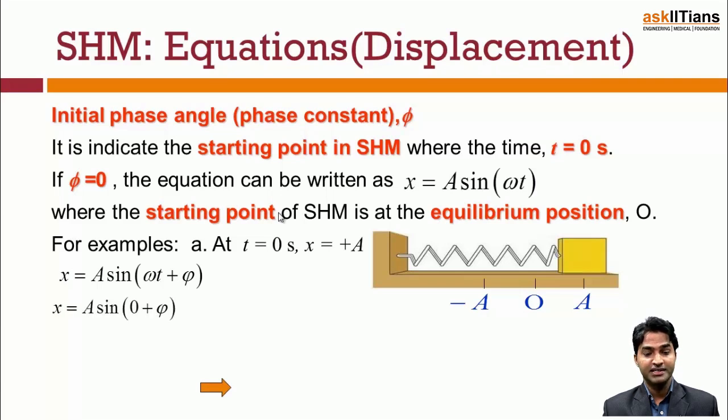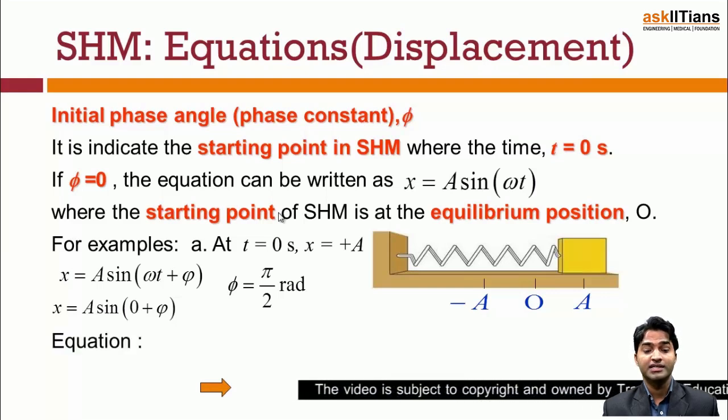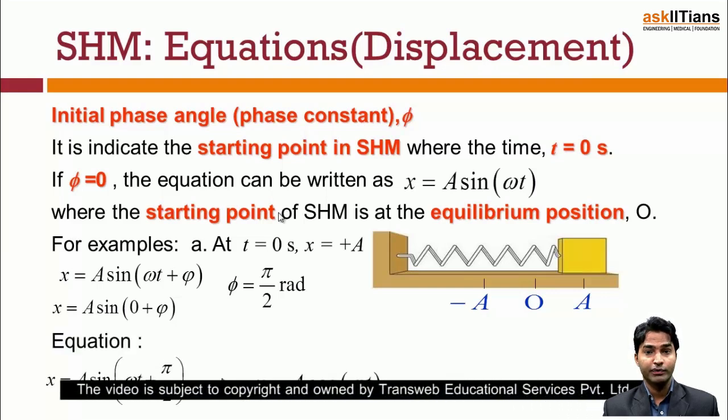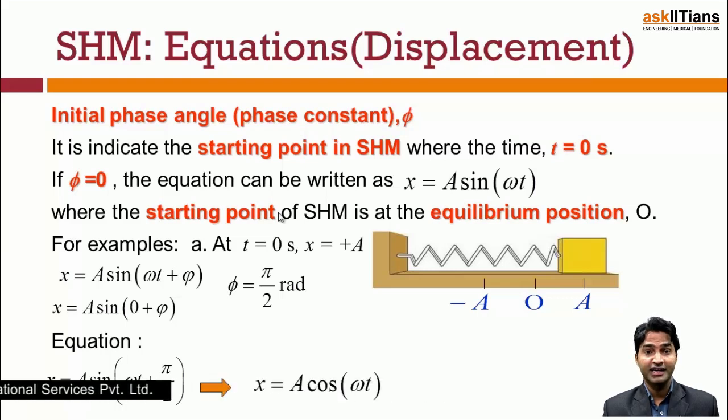After some time we can say that phi, the phase difference from the mean position, is pi by 2 radian. If it is lagging, it would have minus pi by 2. So the standard equation can be written as x is equal to a sine omega t plus pi by 2, where sine of theta plus pi by 2 is equal to cos of theta. That is x is equal to a cos omega t.